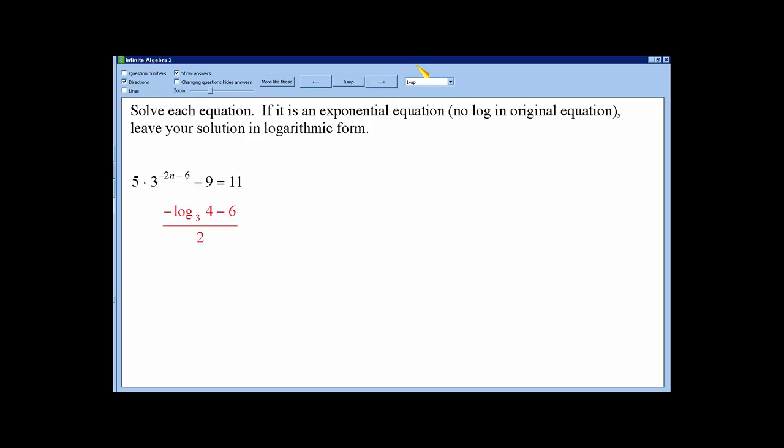All right, and then the last one I want you to attempt is this one. Okay, and the solution is there. So basically you're going to need to add 9 and then divide by 5 first. Then you're going to do log base 3 of both sides of the equation, and that's going to give you negative 2n minus 6 equals log base 3 of 4. Then you add 6 and divide by negative 2. Okay, so I think those would be in blocks 5, 6, and 7.